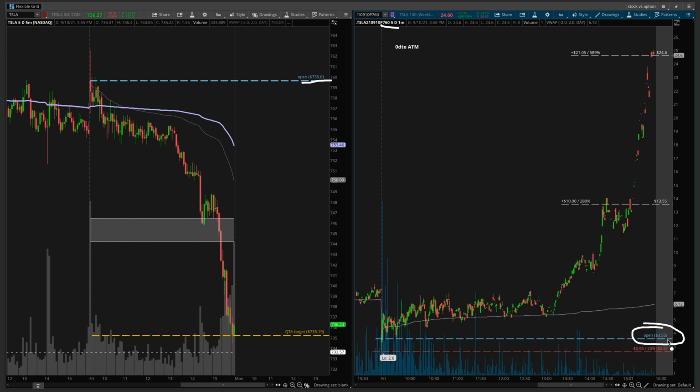It would have cost $355. The drawdown was only 95 cents. So you're talking about being down $95 on a $350 position. When it first hit its target right here, you were already up 280%. So we're talking about a $10 increase, pretty much up $1,000.